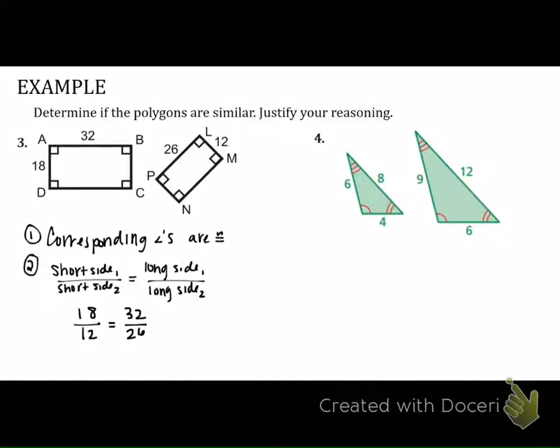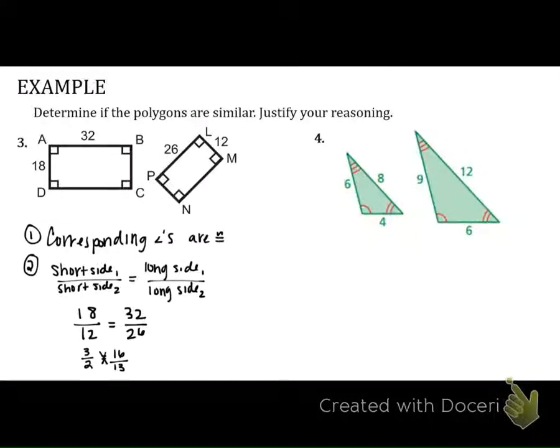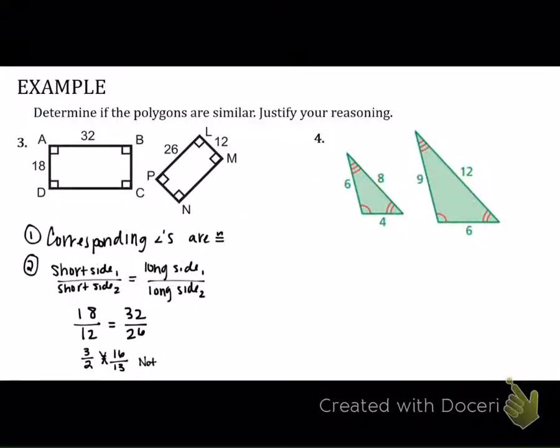So this may not be in proportion. Both have to be true. So we'll see what goes into both 18 and 12. 3, right? 6, bigger. Okay. 3 over 2. And then 2 goes into both of those, so that's 16 over 13. Are those equal to each other? No, so we have the same angles, but they're not in proportion. So therefore it is not similar. So yes, you do need both to be able to prove that it is similar.